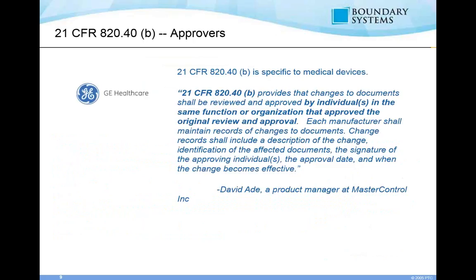So the approvers, anytime you have something that needs to go through approval, you have 21 CFR 820.40 Part B. Once again, it provides that changes to documents shall be reviewed and approved by individuals in the same function or organization that approved the original review and approval. So making sure that all your i's are dotted and all your t's are crossed, and that the individual that initiated is also the individual making sure that the changes are approved. Making sure that the loops are closed.